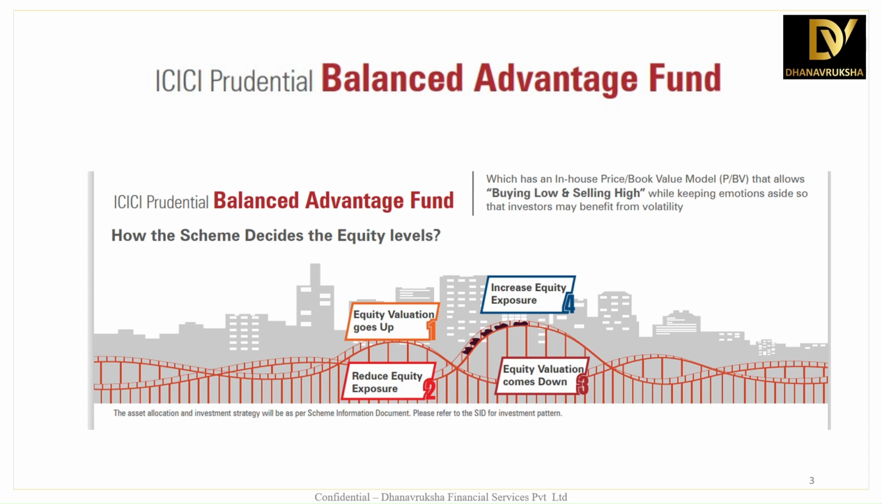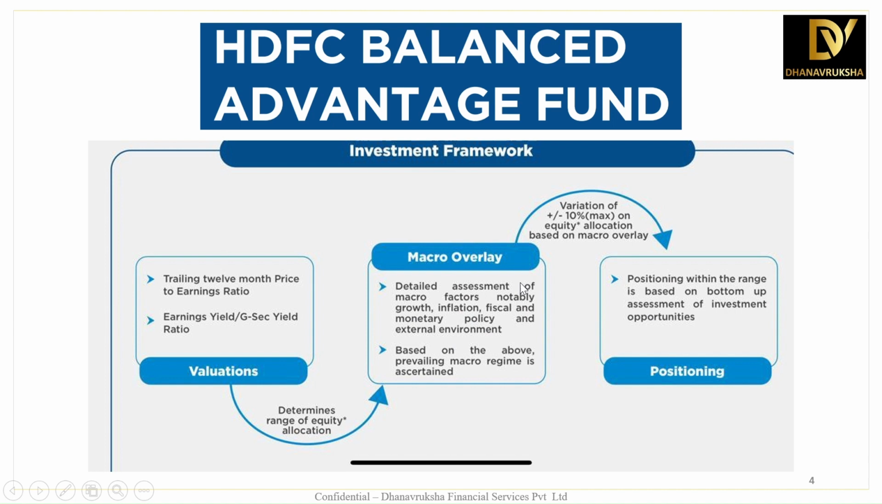This particular pictorial representation shows how the equity valuations of ICICI BAF is arrived at, and accordingly the equity exposure in this particular fund is taken. So as you see here, when the equity valuations go up, this particular fund of ICICI reduces exposure to equity. Similarly, when the equity valuations are down or low, they increase exposure to equity.